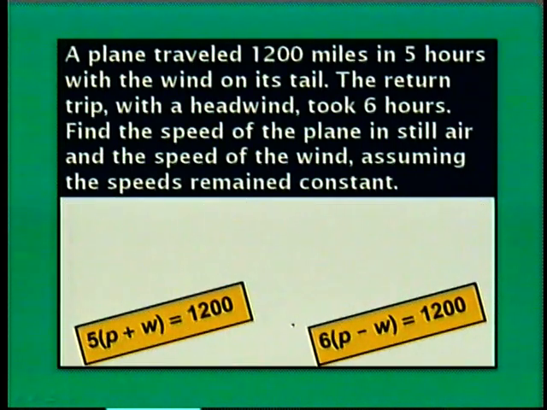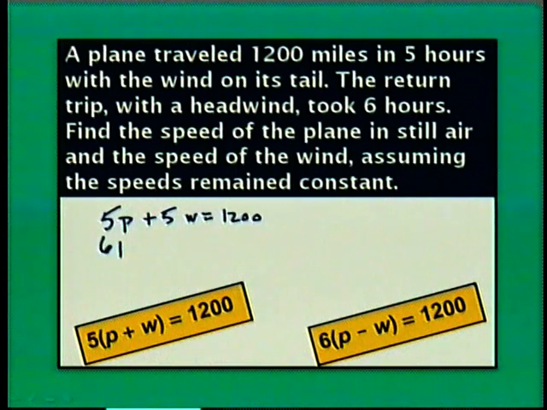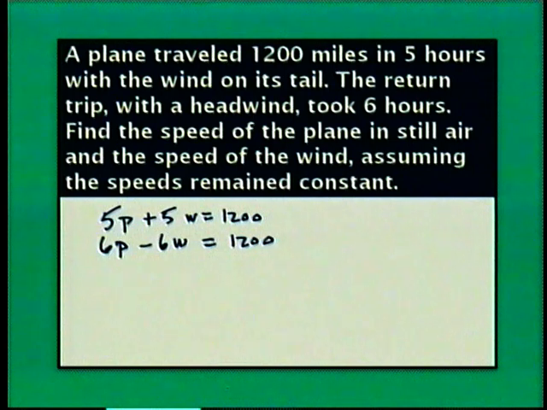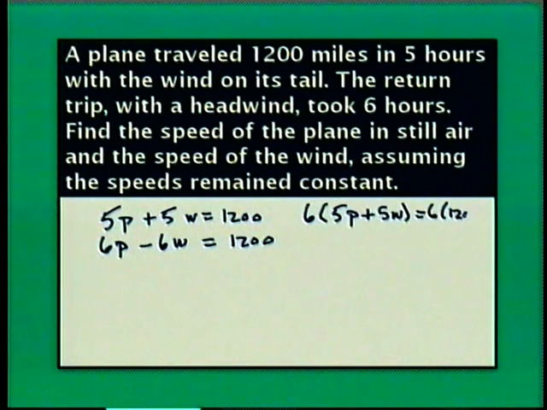So when I rewrite my system, I'm going to use the distributive property. 5P plus 5W equals 1,200. 6P minus 6W equals 1,200. I'm going to solve this system using elimination. I think I'm going to eliminate W because the signs of the coefficients are opposite. And I'm going to multiply the first equation by 6 and the second equation by 5.